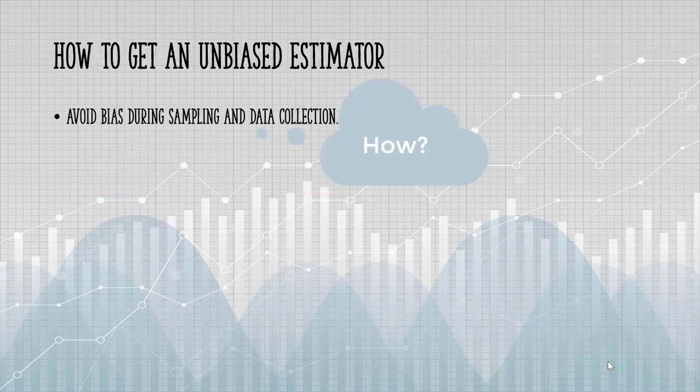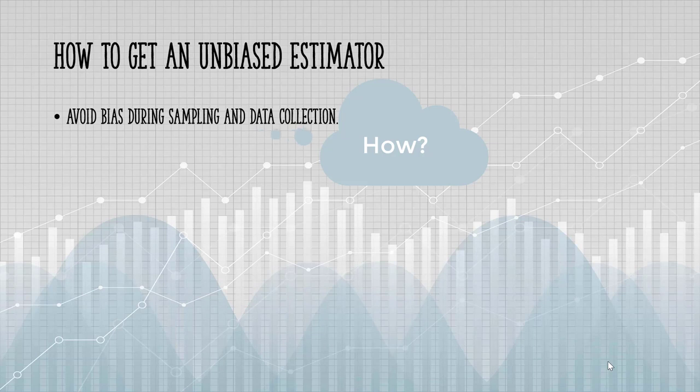So how do you get an unbiased estimator? You can get an unbiased estimator by avoiding bias during sampling and data collection. For example, let's say you're trying to figure out the average amount people spend on food a week. You can't survey the whole population of millions of people. You find the average amount people spend on a week is $70 a person. Is this an unbiased estimator? Possibly. It all depends on how you took your sample.